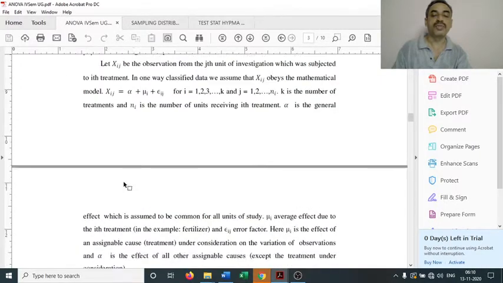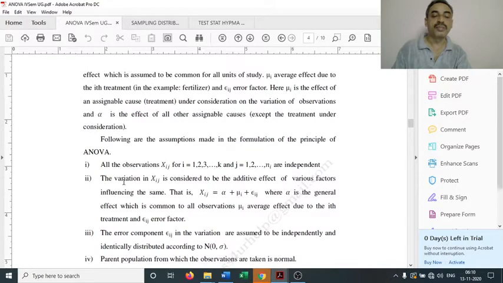Before that, we can come to the principle, some assumptions in the formulation of ANOVA. The first assumption is that all the observations x_ij are independent. That means the observation from the jth unit receiving the ith treatment is not indicative of the observation from any other unit receiving the same or any different treatment. So the x_ij's are independent of one another.